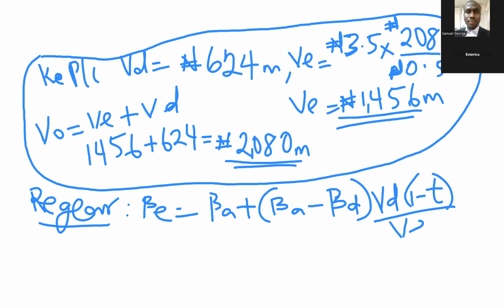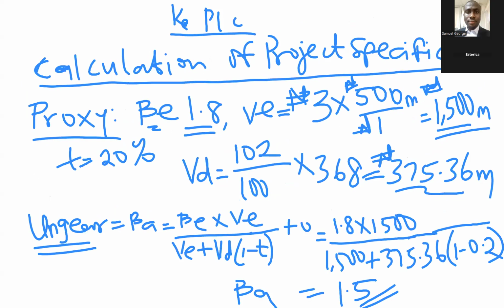Now, the value of debt and value of equity we are going to use here are not for the proxy. We are using those of the main company, which is KPLC, the main company we are working for. So beta equity equals to, what did we get for beta asset? We got a beta asset of 1.5, just 1.5, not 1.5%, not 1 times.